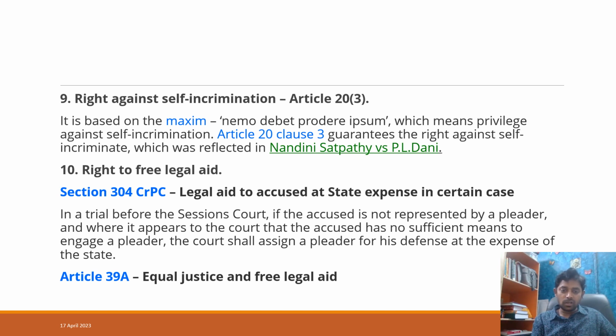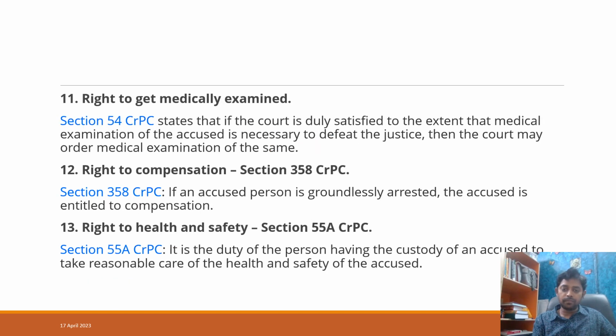Right to free legal aid. Section 304 CRPC: legal aid to the accused at state expense in certain cases. In a trial before the Sessions Court, if the accused is not represented by a pleader and it appears to the court that the accused has no sufficient means to engage a pleader, the court shall assign a pleader for his defense at the expense of the state. Article 39A says equal justice and free legal aid.